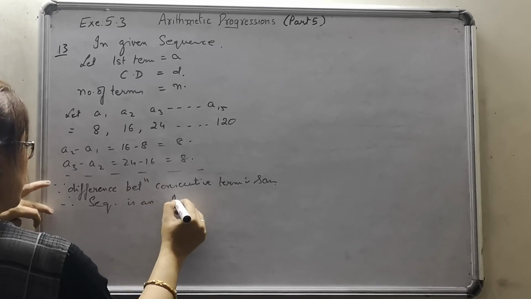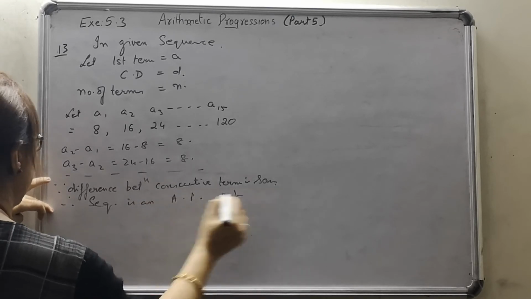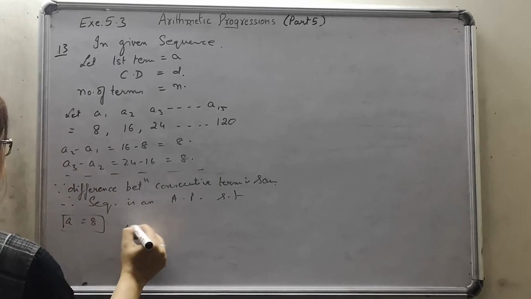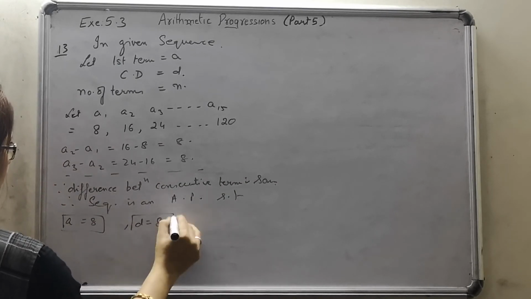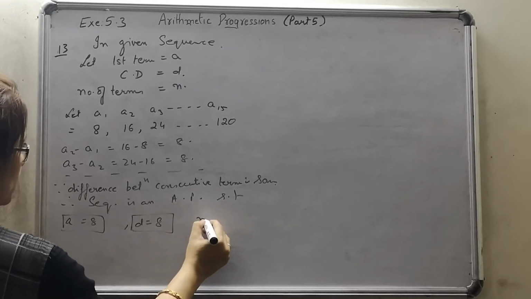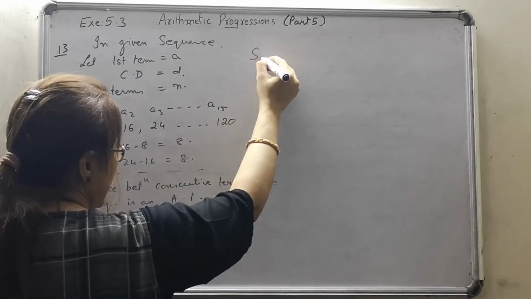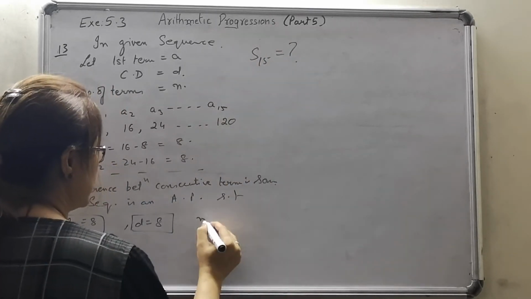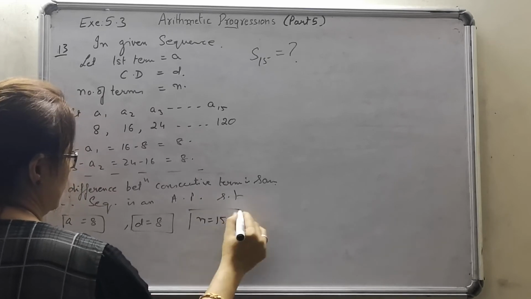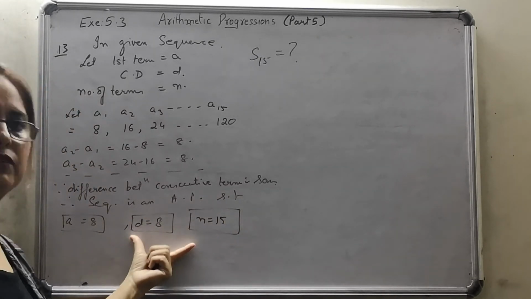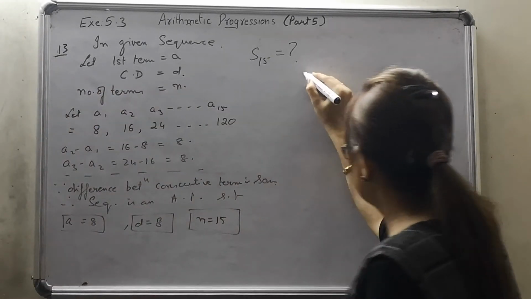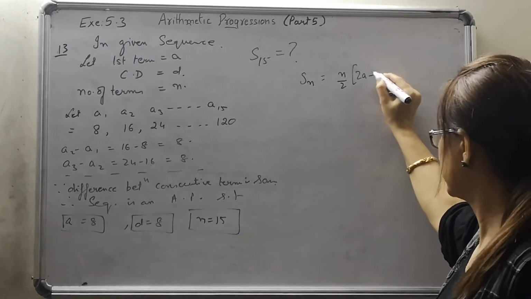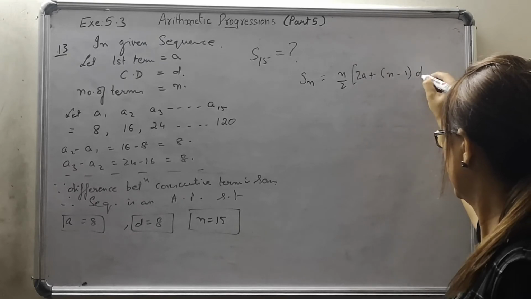Since the sequence is an AP, we have A is equal to 8, we have D is equal to 8, and we have N is equal to 15. Why N is 15? Because we have been asked to find out the sum of first 15 multiples of 8. This is our question. So N is 15. We have A, we have N, we have D. We can just apply the formula of Sn, that is N upon 2 into 2A plus N minus 1 into D.